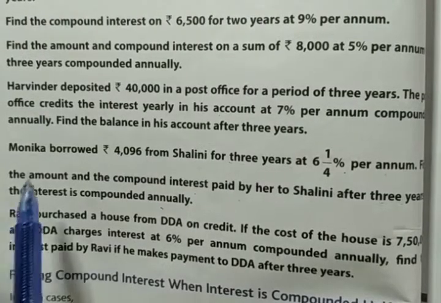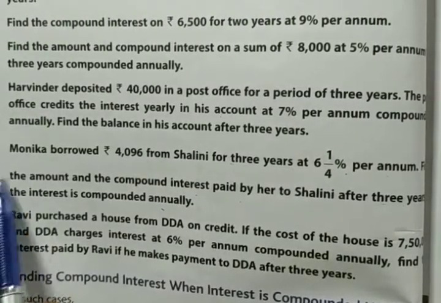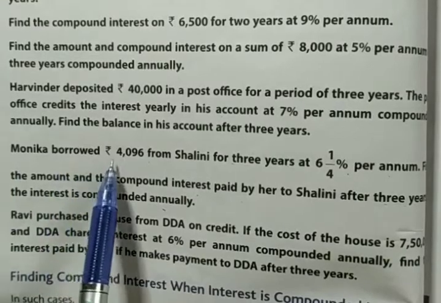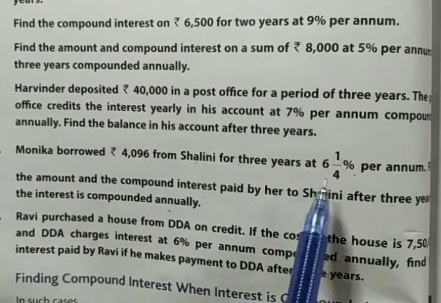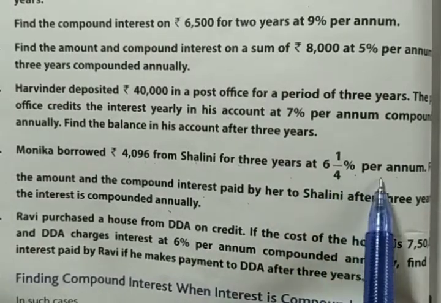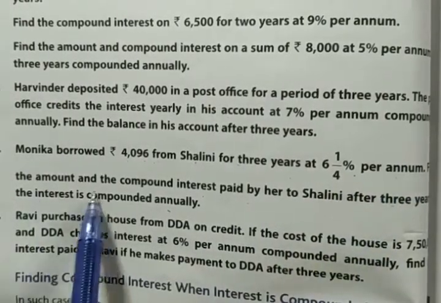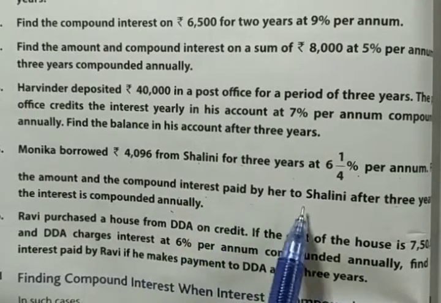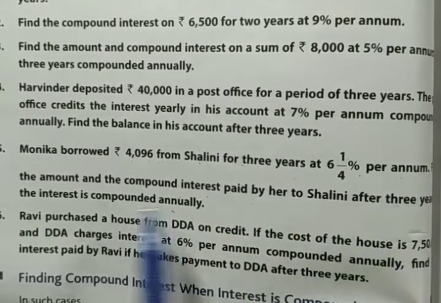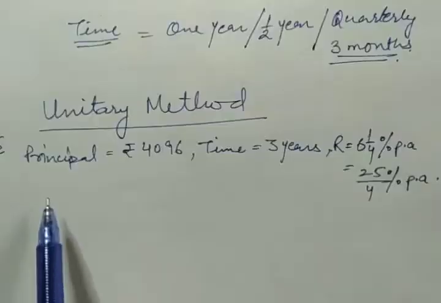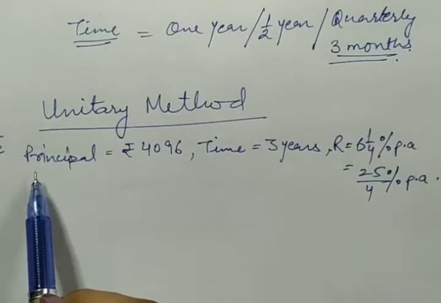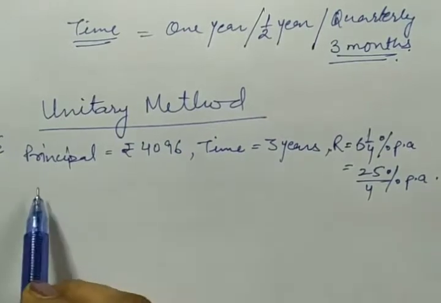Let's take the example. Question number 5. Monica borrowed rupees 4096 from Shalini for 3 years at 6 1/4% per annum. Find the amount and the compound interest paid by her to Shalini after 3 years if the interest is compounded annually. So dear students, I have written the basic information over here.